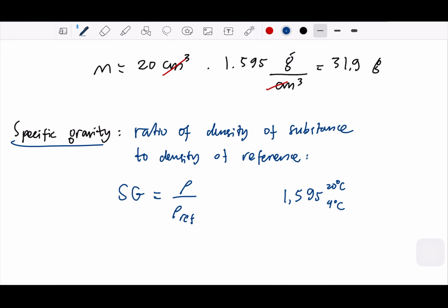Or, oh, I think your textbook also mentioned that. We can write this probably like this, and then 20 degree, 4 degree. Okay. This is just a notation, to know which one is the reference. And usually the reference is water at 4 degree, because that's easy to measure.